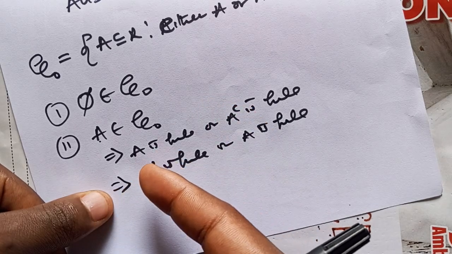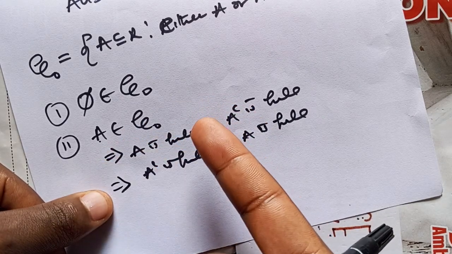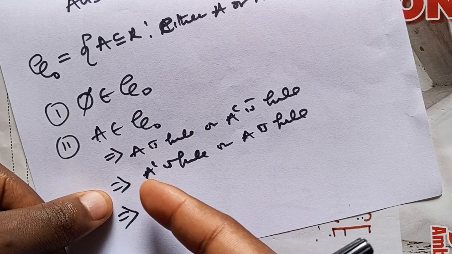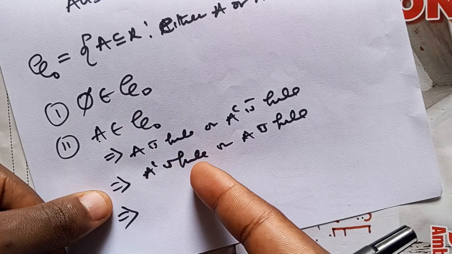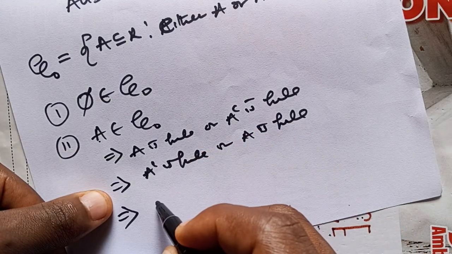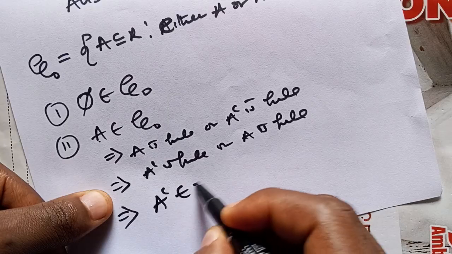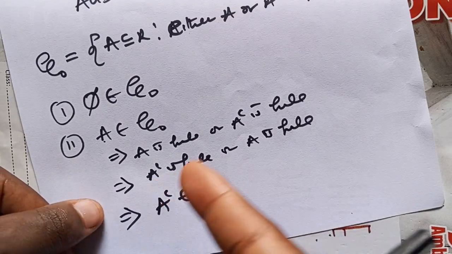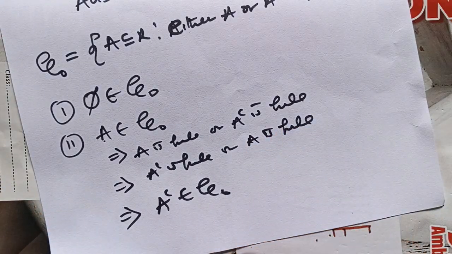It's just like saying 2 or 3 or 3 or 2. Okay, so this now implies that since we now have A complement is finite or A is finite, we can now conclude that A complement is what? In the algebra, because for A complement to be in the algebra, A complement is finite or A is what? Finite.